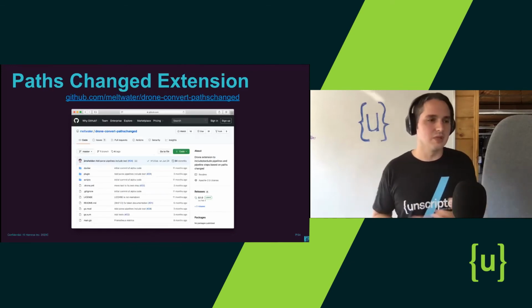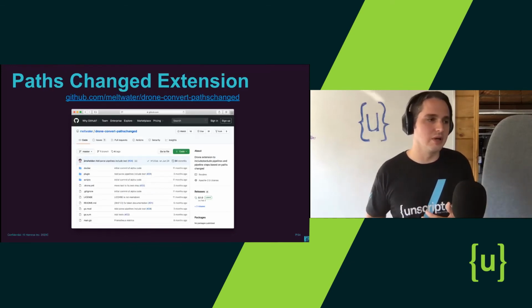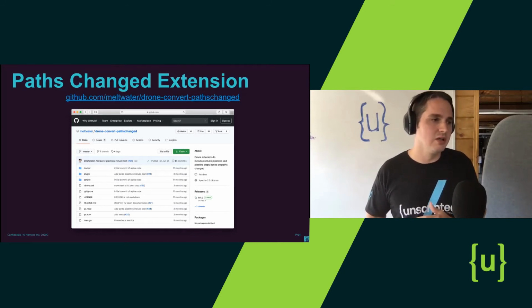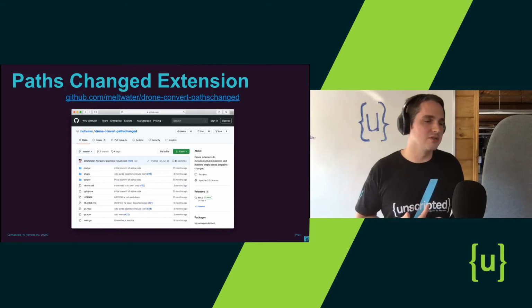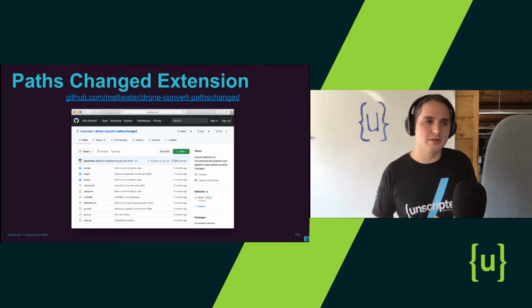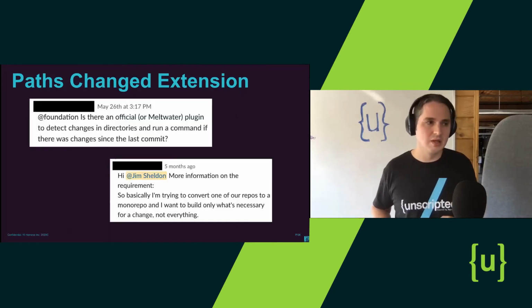Like I said, we wrote our own. There was some good example code out there that Drone provided. So we wrote our own drone-convert-pathschanged conversion extension. This is open source. It's up in the Meltwater GitHub space, and it allows you to include or exclude pipelines or pipeline steps based on the paths changed in your commit range.